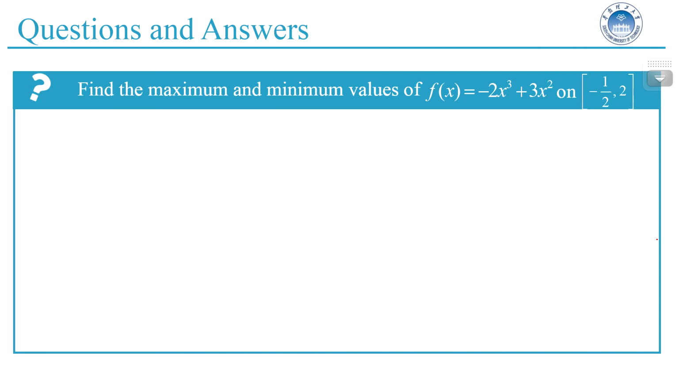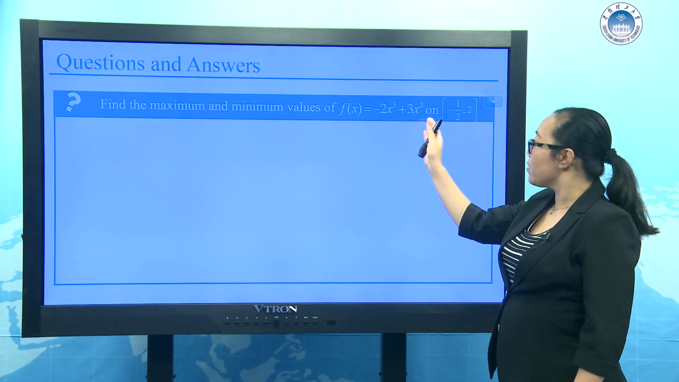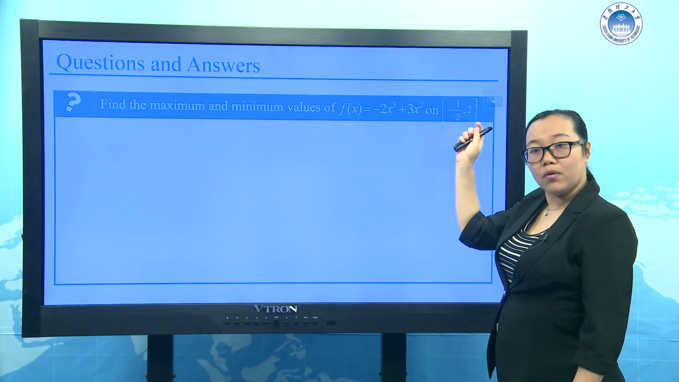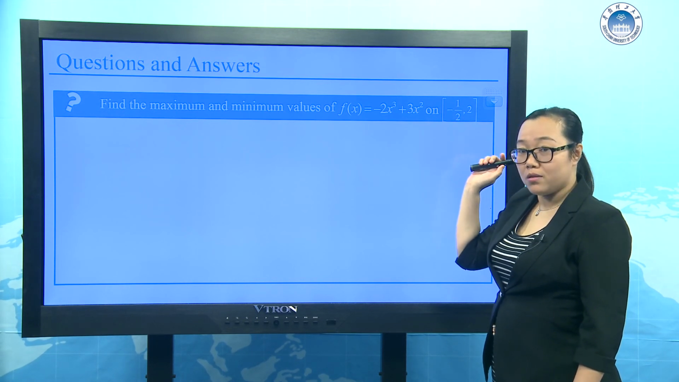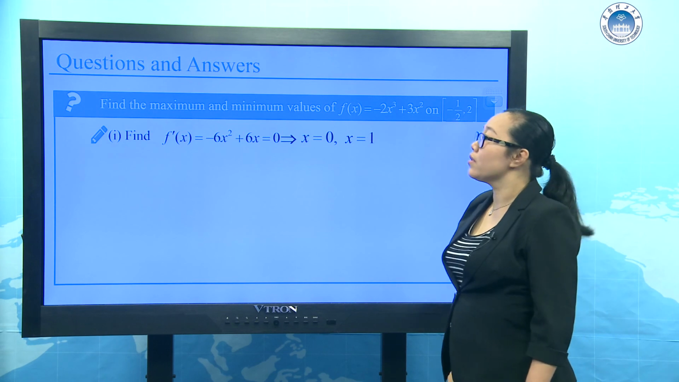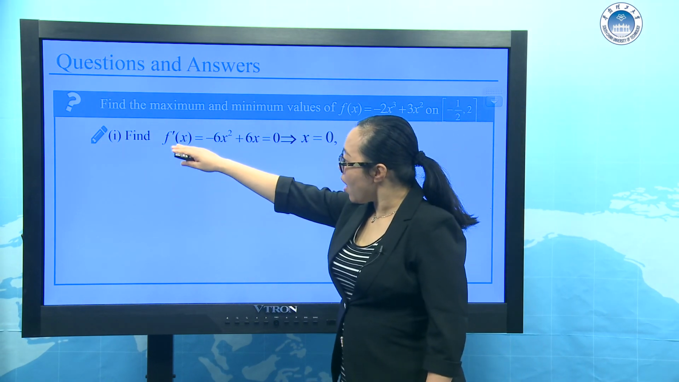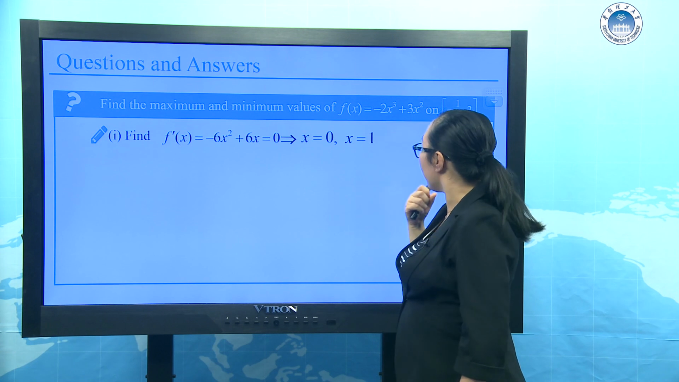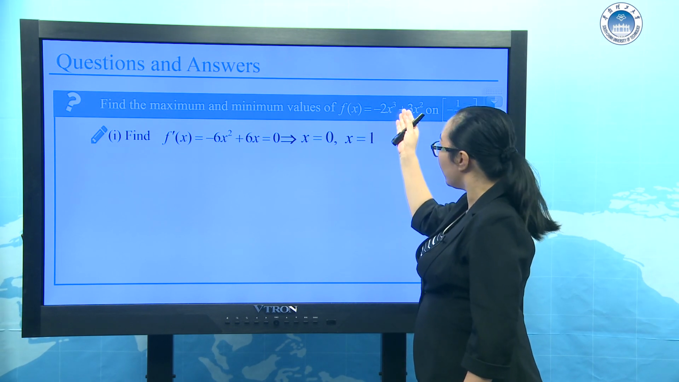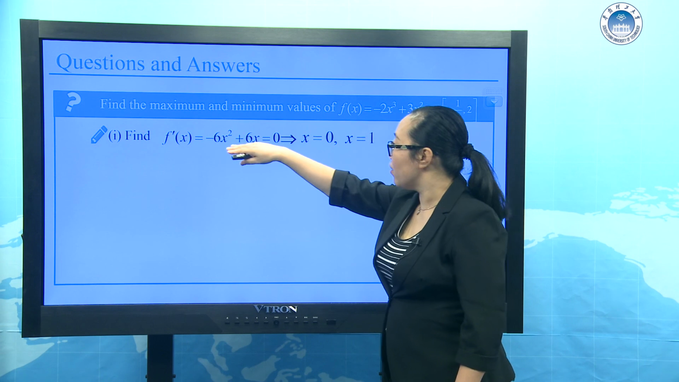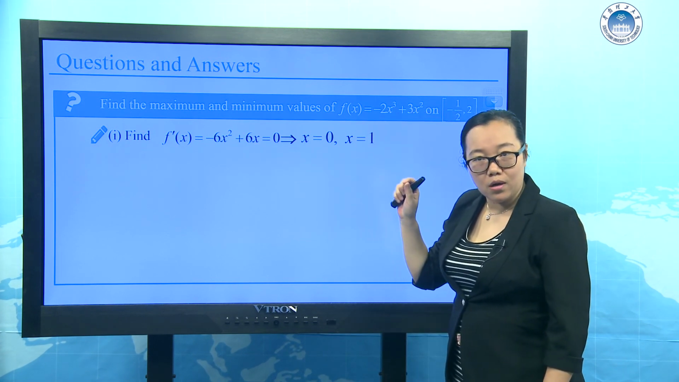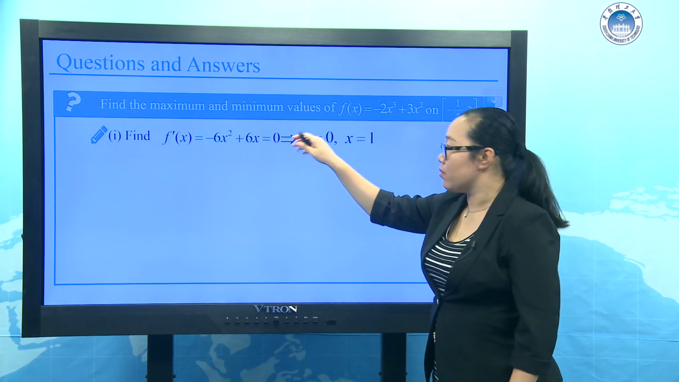In a similar way, we can do question 2. Try to find the maximum and the minimum values of f(x) equals -2x cubed plus 3x squared on the given closed interval. Yes, using the 4 steps. Step 1, try to find f prime x. What is our f prime? Yes, -2 times 3x squared equals -6x squared plus 6x equals 0.